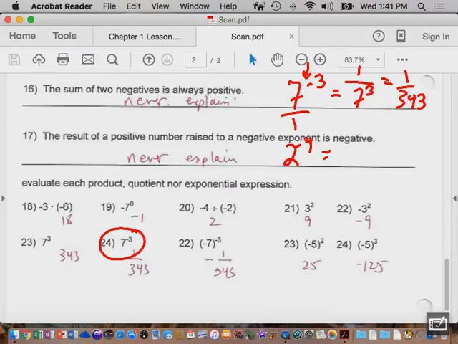So, who thinks they know the answer? Go ahead. 1 over 16. Nice. The negative exponent means reciprocal, so it's 1 over, and then it's going to be 2 to the 4th power, which is 1 over 2 times 2 times 2 times 2. 2 times 2 is 4, times 2 is 8, times 2 is 16. So 1 over 16 is the correct answer. Okay?